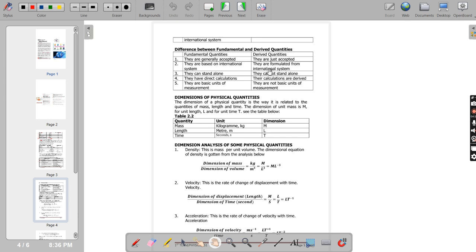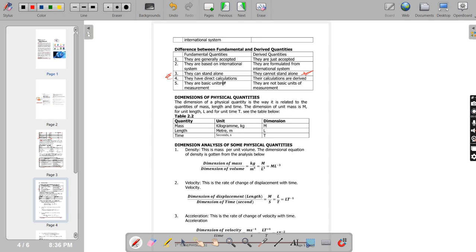This is self-explanatory, so I will not go through all of them, but let me just mention them. They are based on, and formulated from, the International System. Now, for number 3, fundamental quantities can stand alone, but derived quantities cannot stand alone. They actually need to be expressed by fundamental quantities, since we're dealing with quantities.